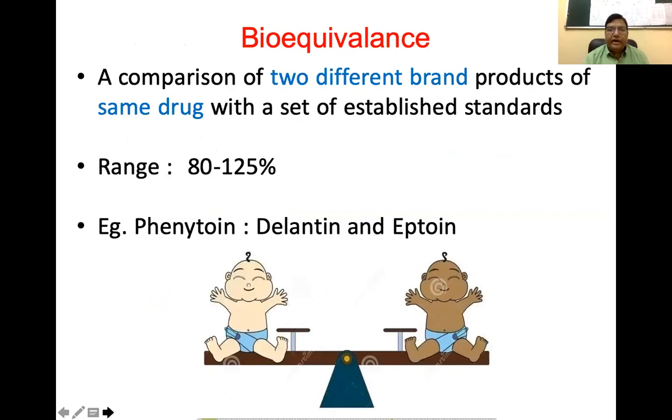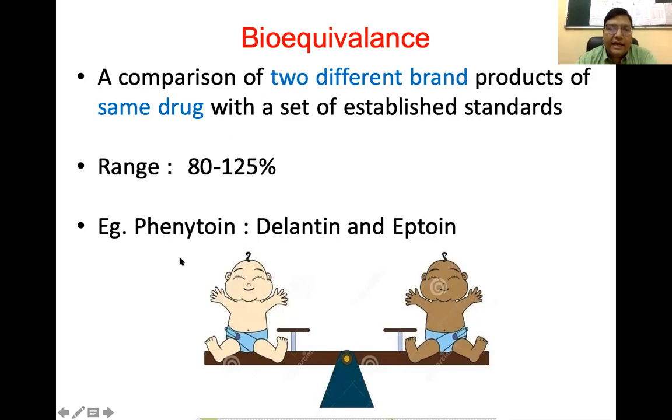So, one very important terminology is bioequivalence. That means it is a comparison of two different brand products of the same drug with a set of established standards. Two drugs are said to be bioequivalent when the bioavailability of these two products is in between 80 to 125%.